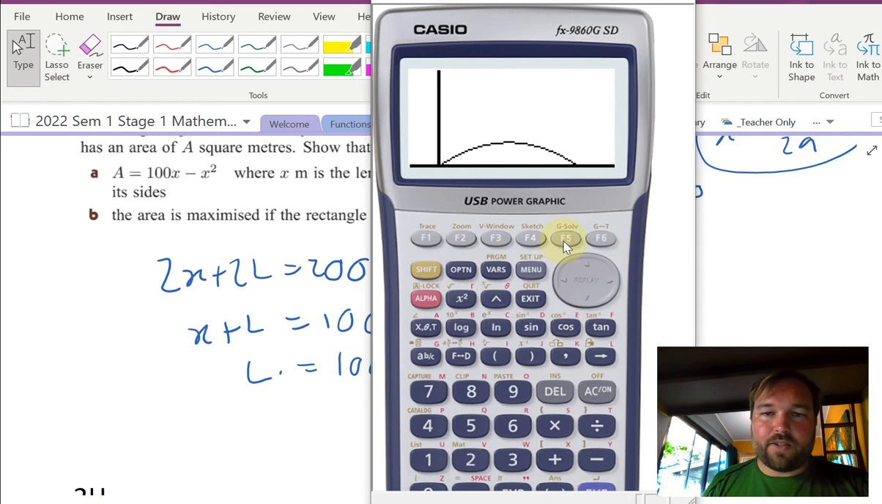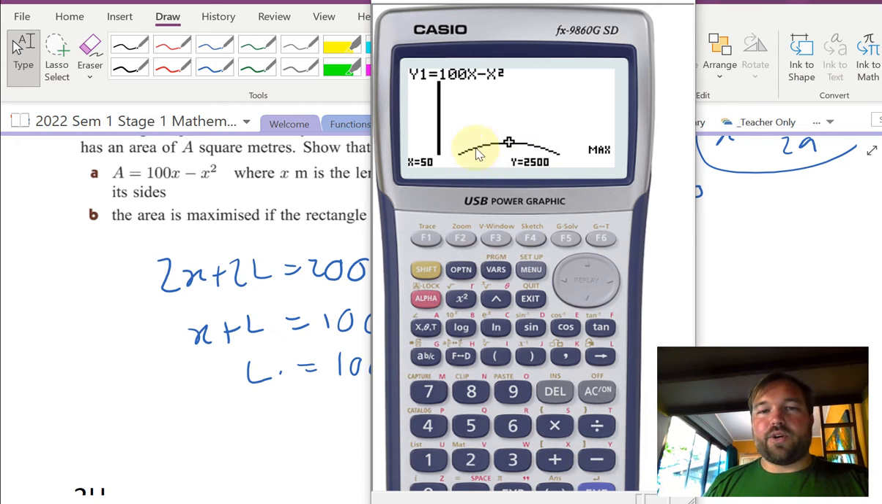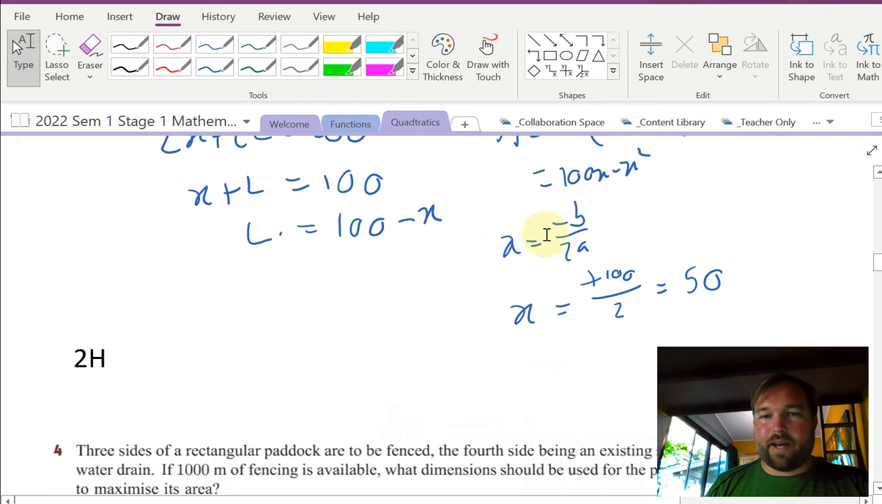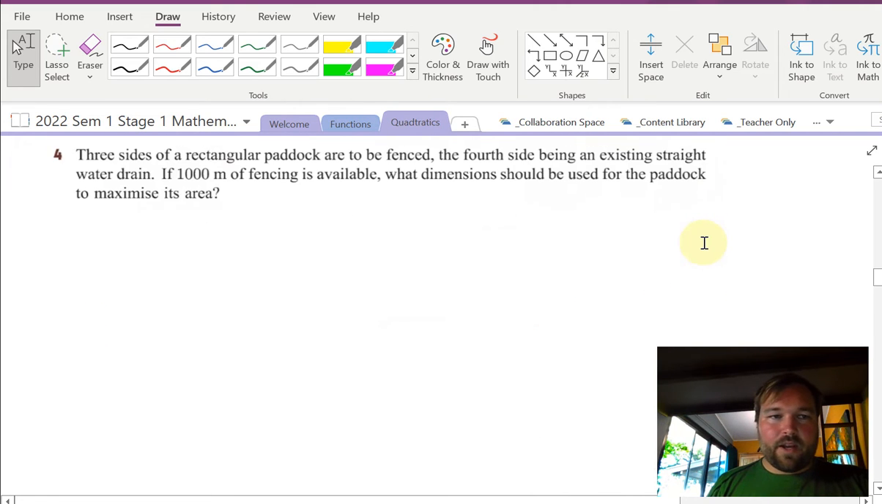Yeah, there we go. G-solve maximum. Maximum occurs at 50, and the area is 2,500. All right, I guess the 10,000 was off. But what that shows is the maximum is occurring at x equals 50. The way we show it algebraically is the x of the max is minus b on 2a, subbing the value in, x equals 50.